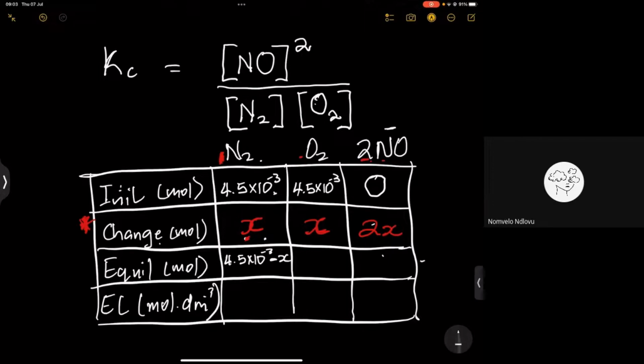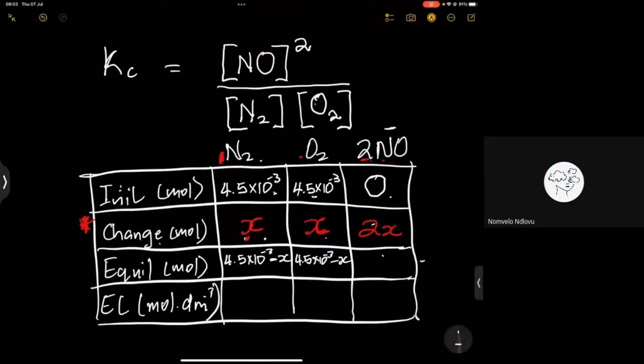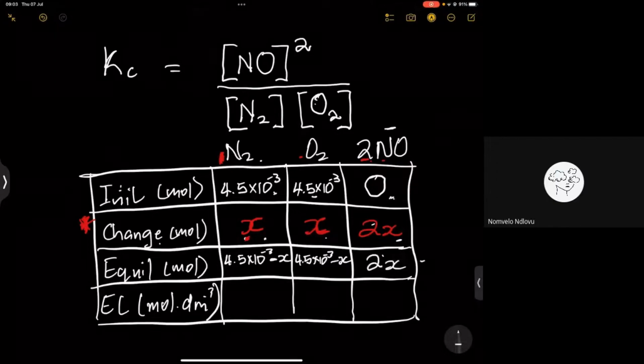Again, for oxygen, I started with 4.5 times 10 minus 3. I use an X amount. What do I have? It would be the same amount, 4.5 times 10 minus 3 minus X. And that is now for nitrogen monoxide. I started with nothing. Remember, it's a product, so you produce products, isn't it? I started with nothing. I produced 2x. What would I have at the end? I would have 2x. Okay, right.